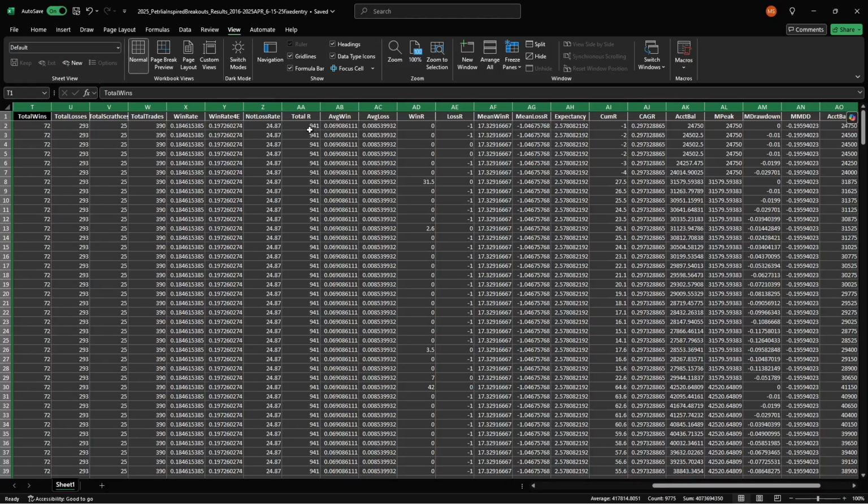Total R for the entire process was 941. We'll get to what that means profit-wise in dollar amounts. But this is just average win, average loss. This is win R, loss R. Most of your losses you can see are -1, right? Just quick little losses. Expectancy is 2.57. It's pretty good.